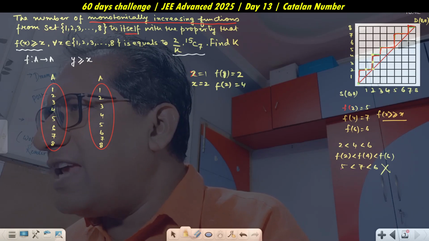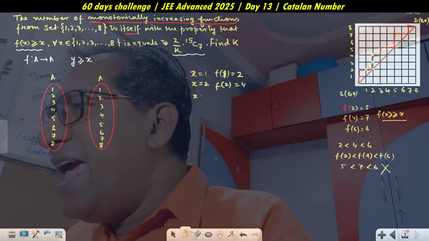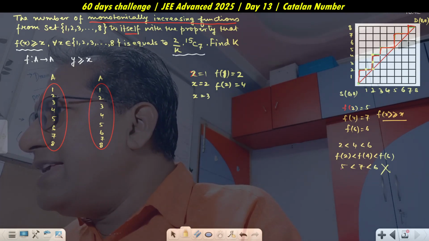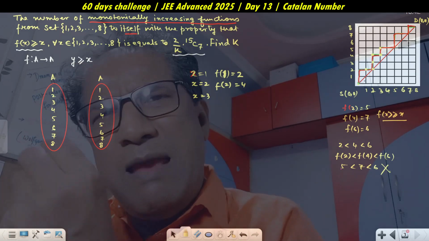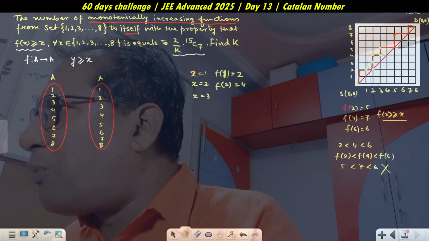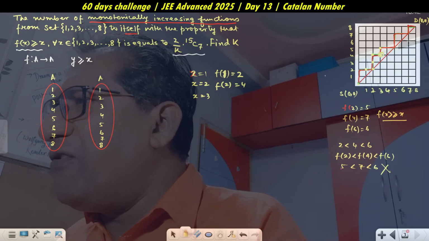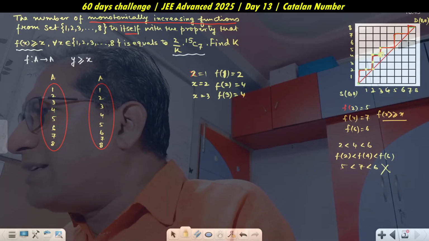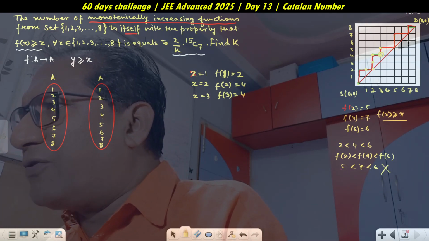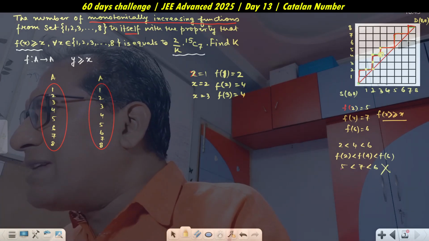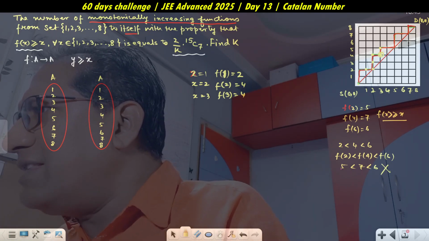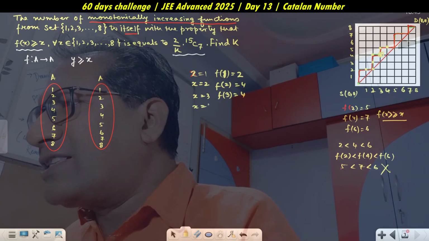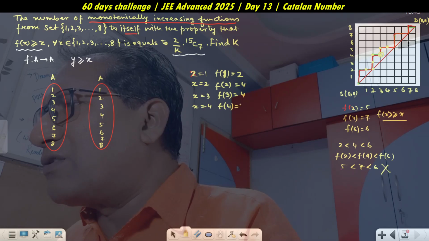In this case, it is f of 1. Okay, when x is 3, what happened? When x is 3, the point is either this or this. Any point you can choose. Let me choose this point. This point is basically 4. So f of 3 is 4. Now what about your 4? It is touching the lattice point, this one. This is basically 5. So when x is 4, your f of 4 is 5.